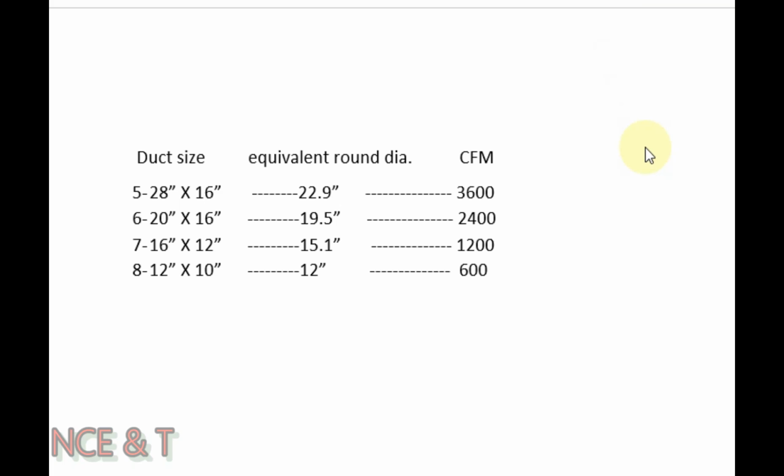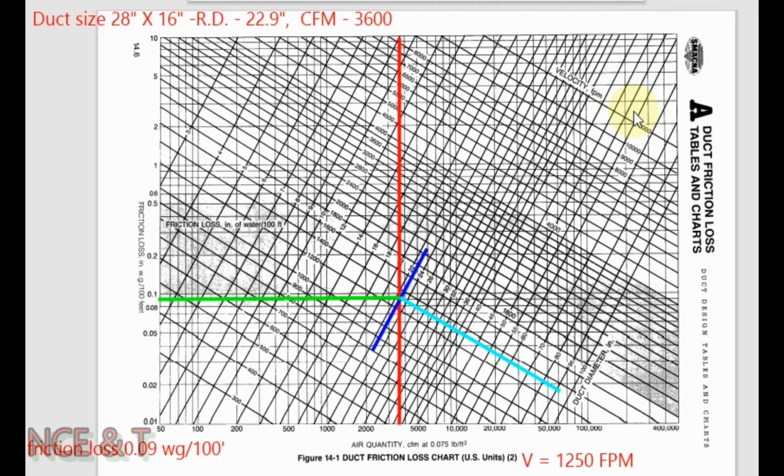After selecting the equivalent round diameter for the corresponding rectangular duct size, we will apply this round diameter value and CFM value in the friction loss chart to find the friction loss rate and velocity for the duct. After applying the value of CFM and round diameter on the friction loss chart from SMACNA, we will find the value of friction loss equal to 0.09 water gauge per 100 feet and the velocity equal to 1250 fpm.